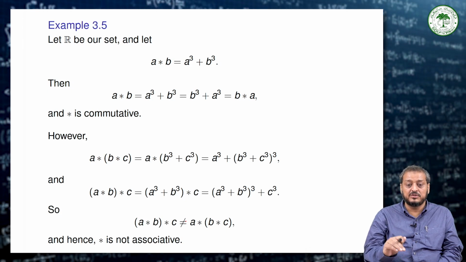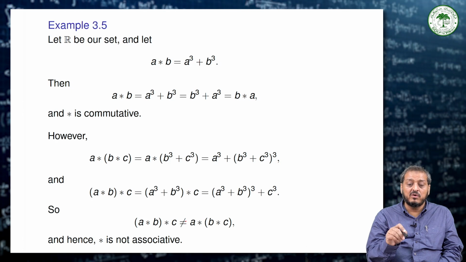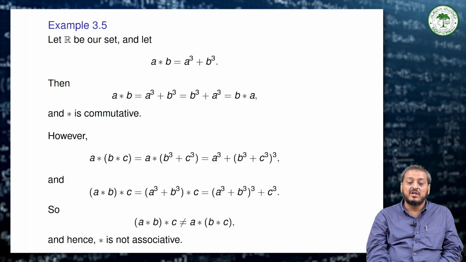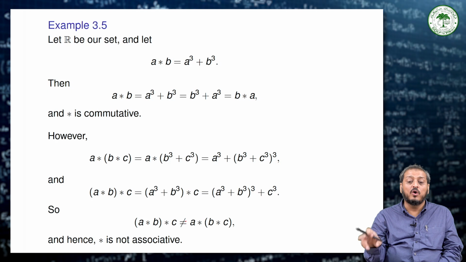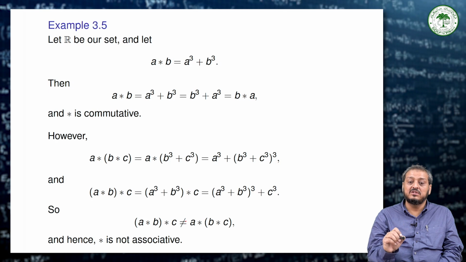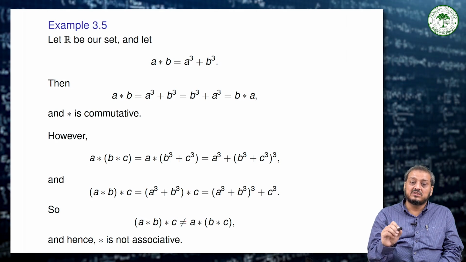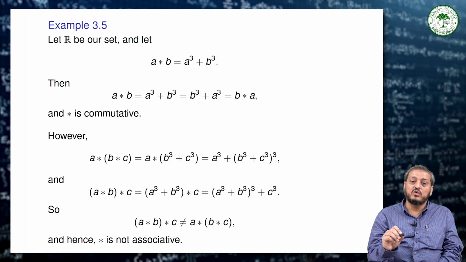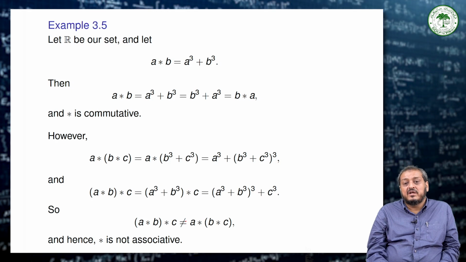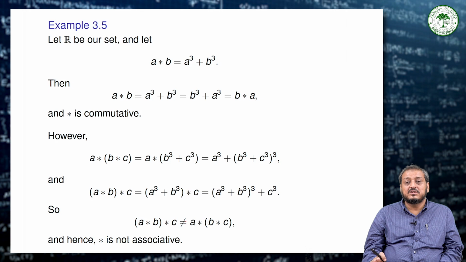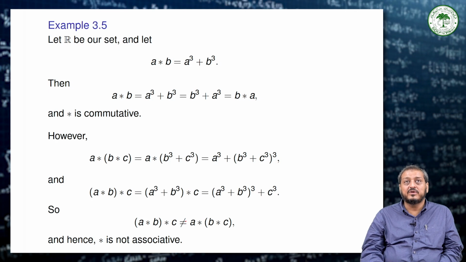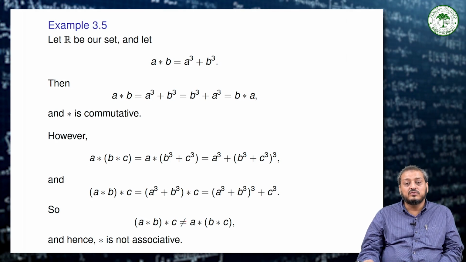So a star (b star c): according to the definition, b star c is b cube plus c cube, and then applying a star to this gives a cube plus (b cube plus c cube) whole cube. In the other way, (a star b) star c is equal to (a cube plus b cube) star c, which gives (a cube plus b cube) whole cube plus c cube. So clearly a star (b star c) is not equal to (a star b) star c. Therefore this binary operation is not associative.